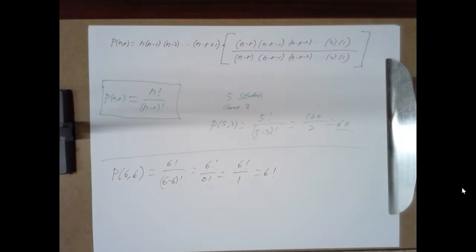And in general, the number of n permutations of n objects is just n factorial, which we kind of already knew because if we use the product rule to arrange n things, it's n times n minus 1 times n minus 2 all the way down to 1. 52 playing cards, 52 factorial different ways that we can arrange them. We did that yesterday.